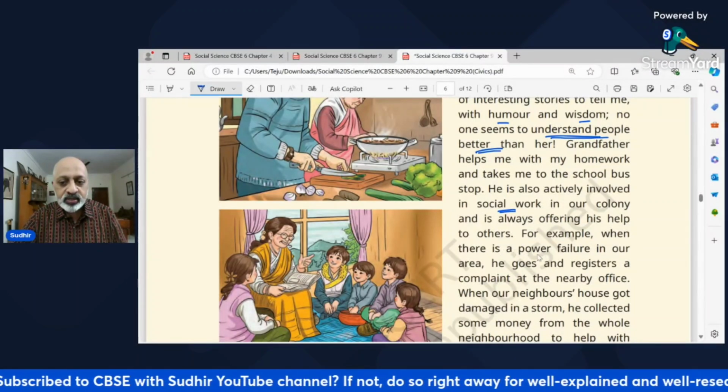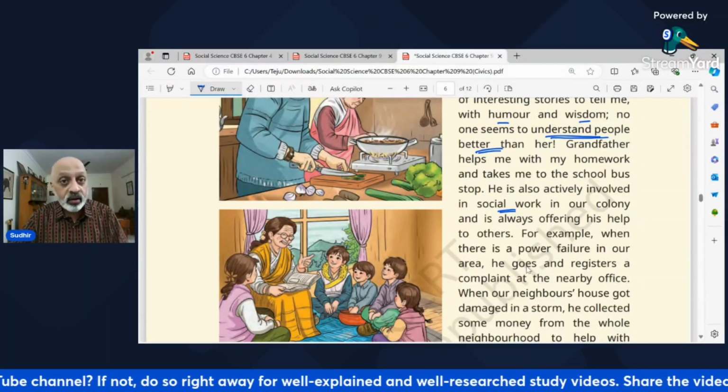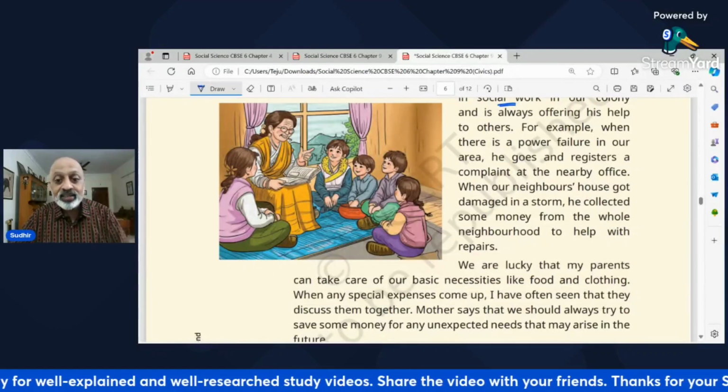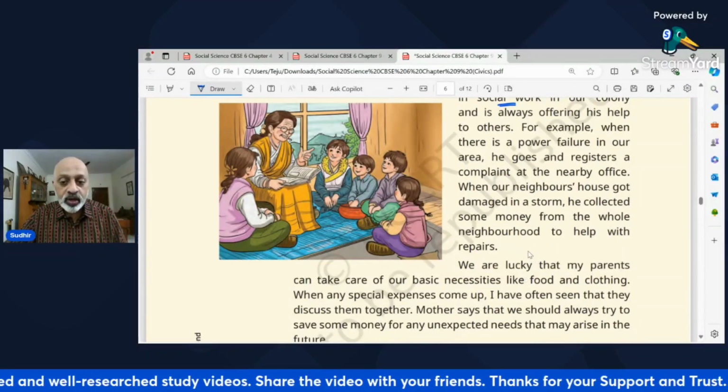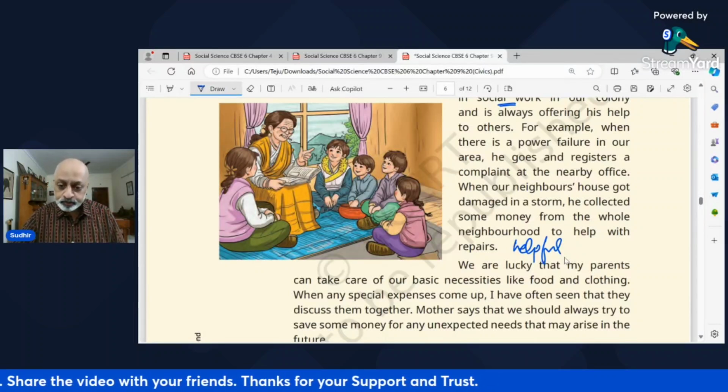For example, when there is a power failure in our area, he goes and registers a complaint at the nearby office. When a neighbor's house got damaged in a storm, he collected some money from the whole neighborhood. So he's basically of a helpful and generous nature.